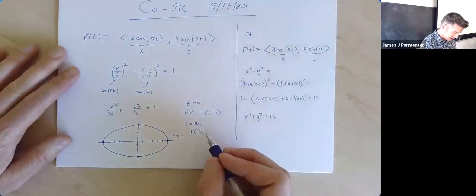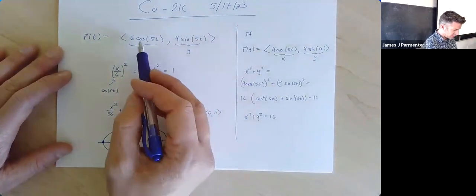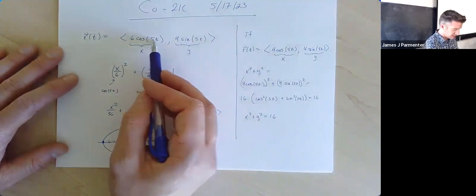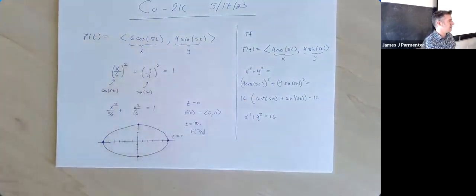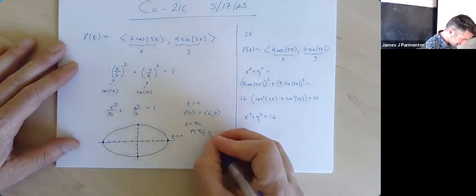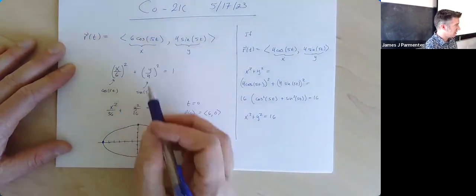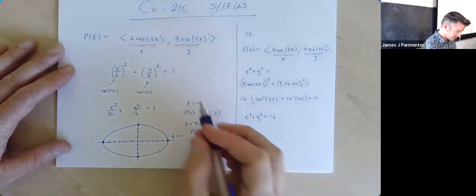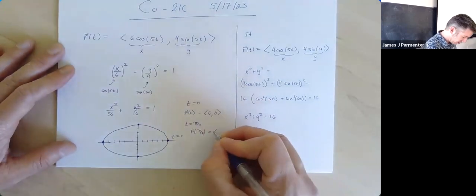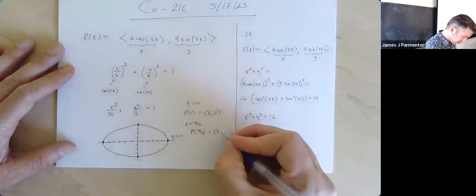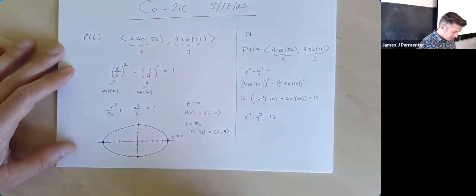Because when I plug in pi over 2, I'm really going to get cosine of 5 pi over 2 and sine of 5 pi over 2, which means I might have already done a full revolution. So I'm not really sure which direction I'd be going. I might need to go a little bit less, although I can certainly find what this is. 5 pi over 2 is pointing upward. So 6 times cosine of 5 pi over 2 is going to be 0, and sine of 5 pi over 2 is going to be 1. So 4 times 1 is 4.